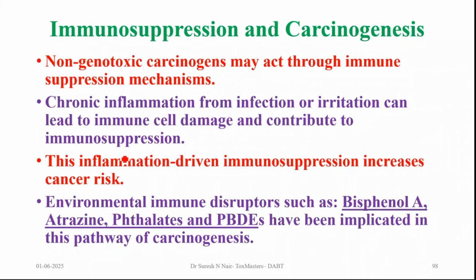Okay, and again, non-genotoxic carcinogens may also act through immune suppression. So this is the mechanism by which immunosuppressant drugs like azathioprine or cyclophosphamide increase the chance of development of cancer. They do not produce any genotoxicity. There will not be any mutation or changes in the DNA, but they can suppress the immune system, and that suppression of the immune system will actually activate tumor progression.